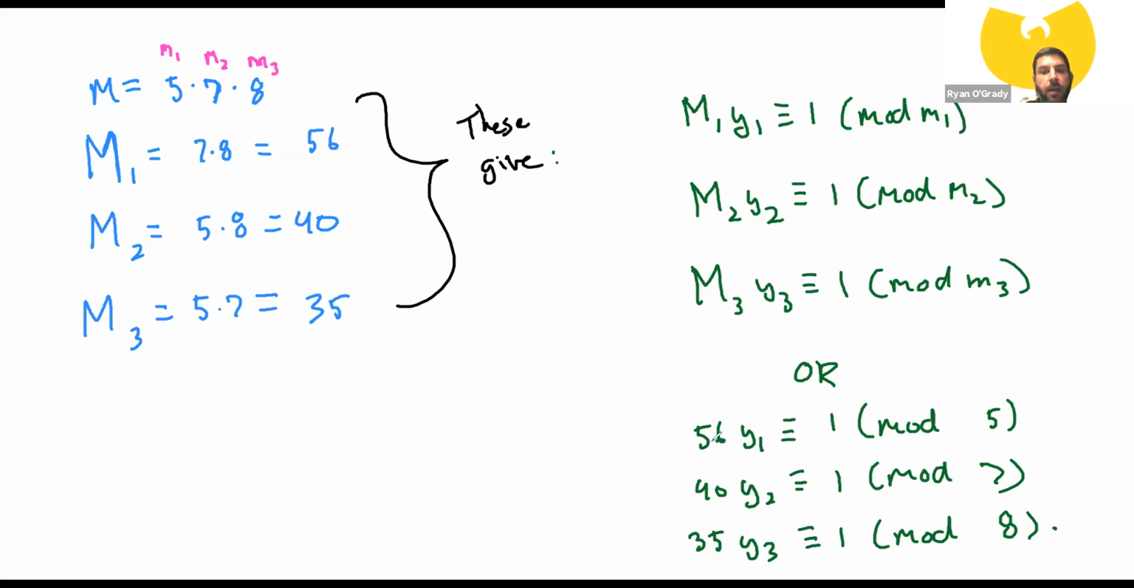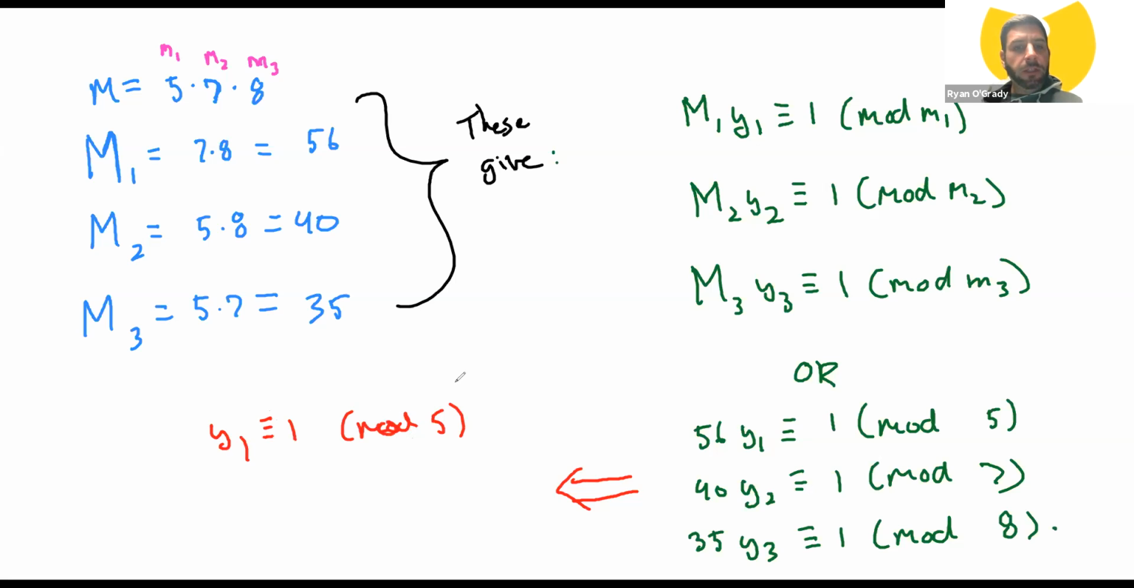So you do one at a time. Ask yourself, what number do you multiply 56 by so that when you subtract 1, it's divisible by 5? And the answer is 1 works. So you get that y is congruent to 1 mod 5. I don't want to go to the next page because I want you to see it, but these imply that y is congruent to 1 mod 5.